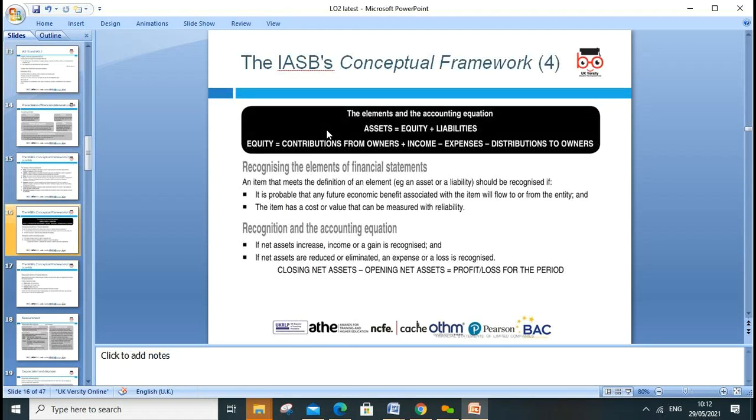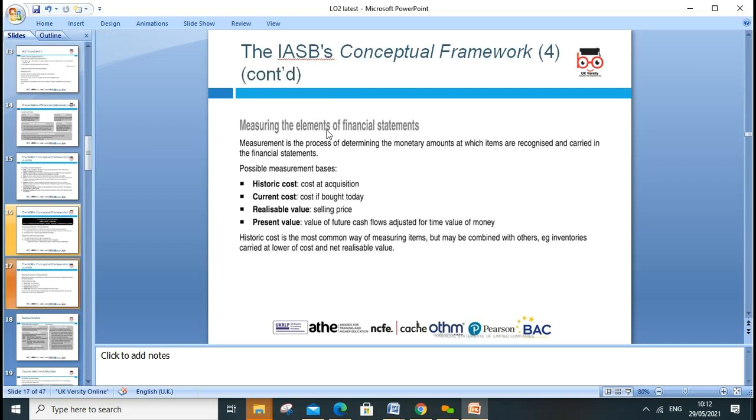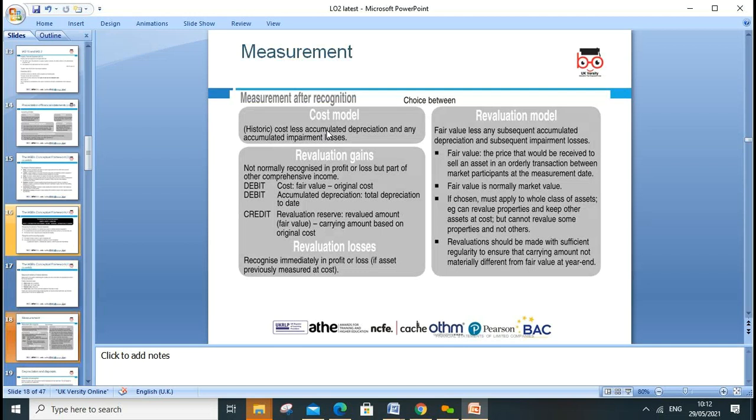IASB is the International Accounting Standards Board. The accounting equation, we know, is assets equal to equity plus liabilities, or assets minus liabilities equal to net assets. So historical cost, current cost, realizable value, and present value, those are all the terms we'll carry on using in the IASs. Okay, the measurement after recognition: the cost model. The cost model is what cost you can measure, and you can look at whether we can include it in the asset or not.